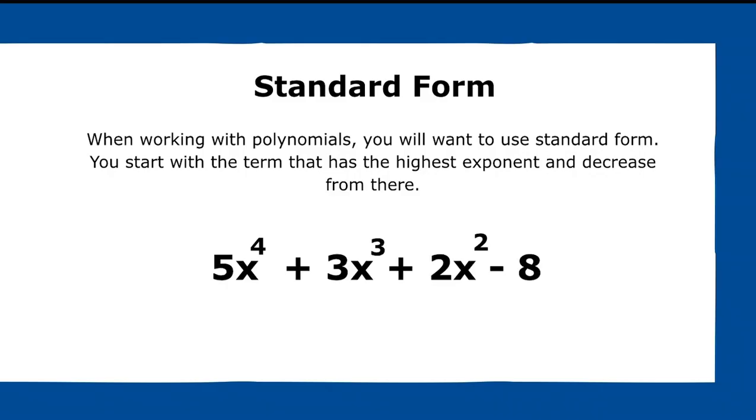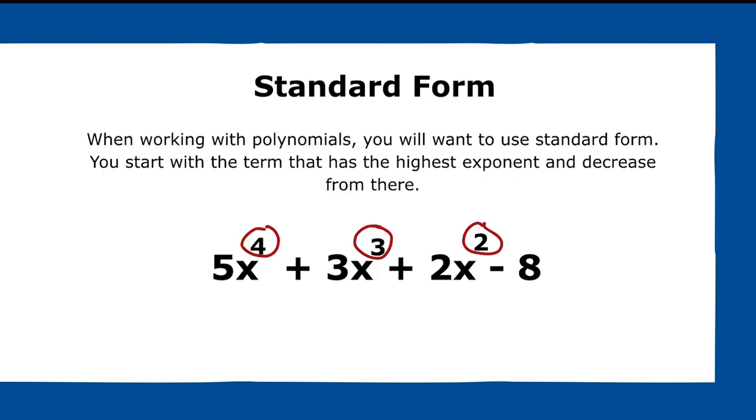So in our example, I have 5x to the power of 4 plus 3x to the power of 3 plus 2x to the power of 2 minus 8. If you notice, each exponent decreases in the following order, 4, 3, 2, right? These are all in numerical order. So when you put your polynomial in this order, it creates the standard form, which is very important to solve, and you must have your polynomial in standard form.